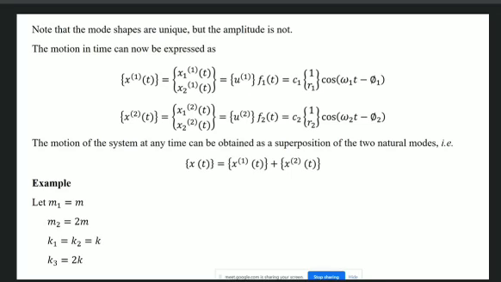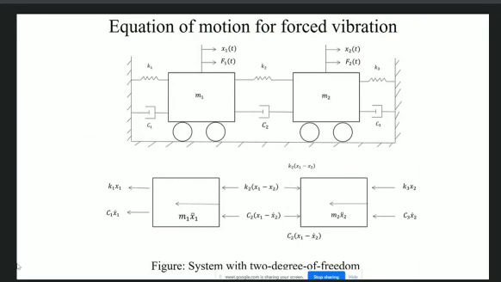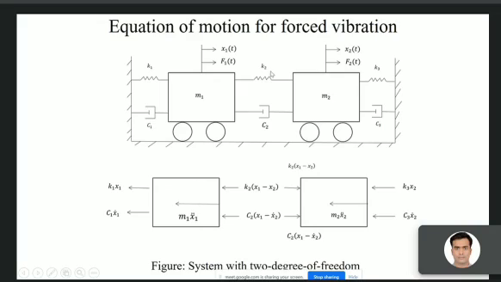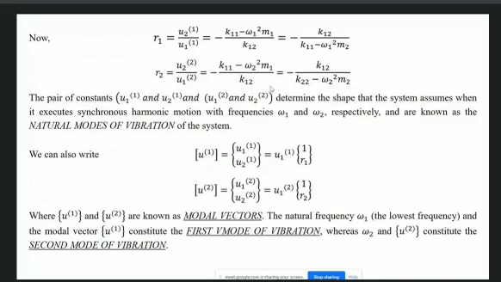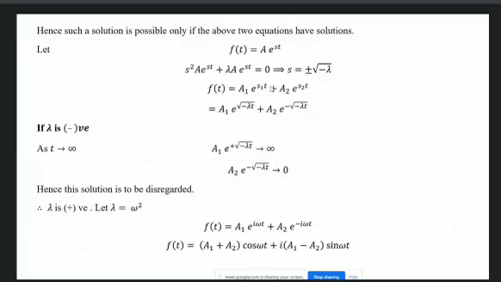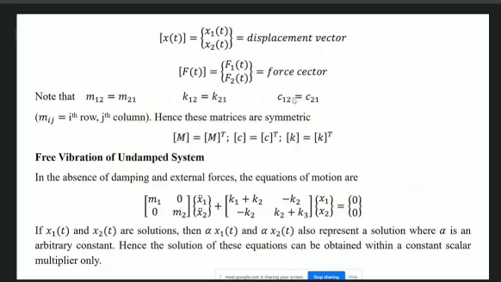So if you come here, you see m1 equal to m, m2 equal to 2m, and then k1 equal to k, k2 equal to k, and k3 equal to 2k. So by seeing this system, can you write down the equation in this form? You can just substitute the values and you can get the equations.